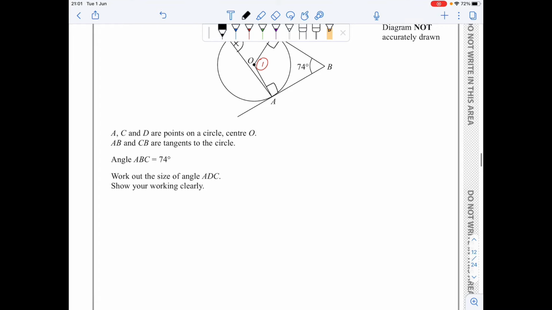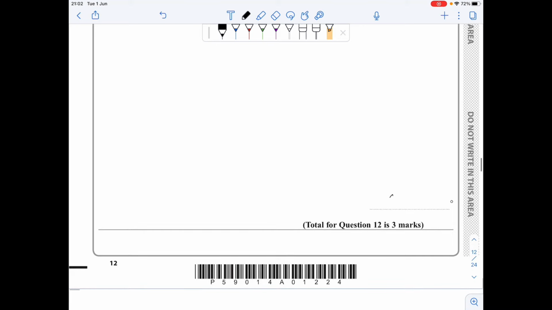So let's begin to find angle 1. 360 minus (90 plus 90 plus 74) is equal to 106. So X is equal to 106 divided by 2, which is 53 degrees.